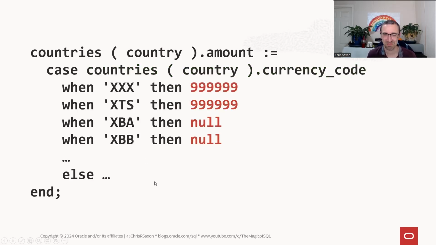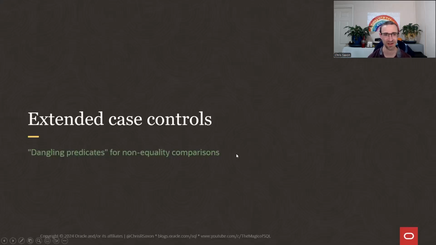At least in this case, I'm not sure this is any better, right? We've probably got a lot more options to list here than just those two we had. But it'd be nice if we could get the best of both worlds, right? If we could just list the expression once and then have our conditions once as well. Well, the good news is in 23ai, you can with extended case controls.